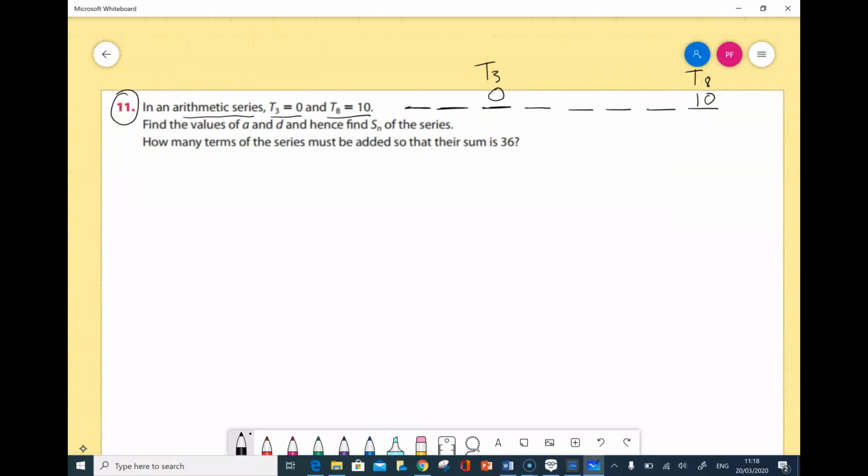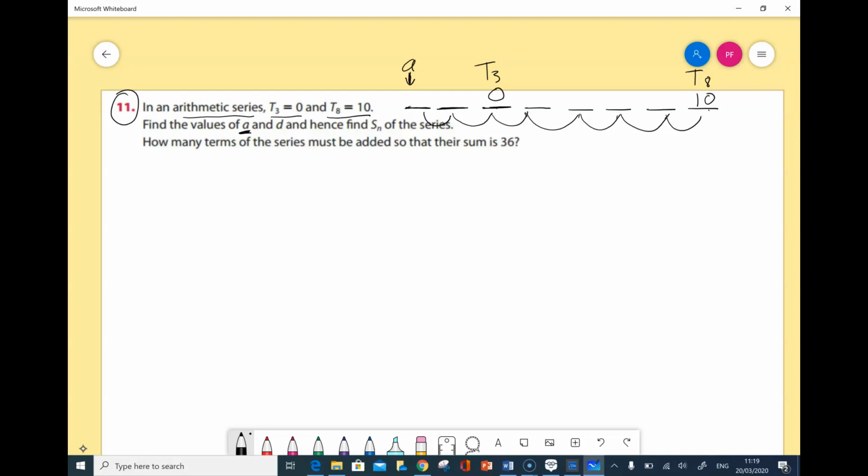So what they want me to find out is the value of a and d. So a is going to be the first term here. I need to find that. And d is the value that we're adding on every single time. So if you think about it logically, I have to get from 0 to 10 by adding the same amount. So let's just do it by trial and error. I could do up in threes. So 0 plus 3 is 3, plus 3 is 6, plus 3 is 9, plus 3 is 12, plus 3 is 15. That's too much.